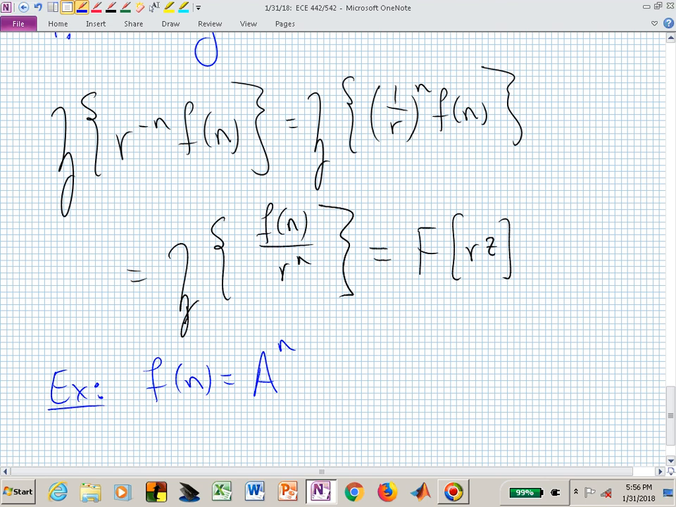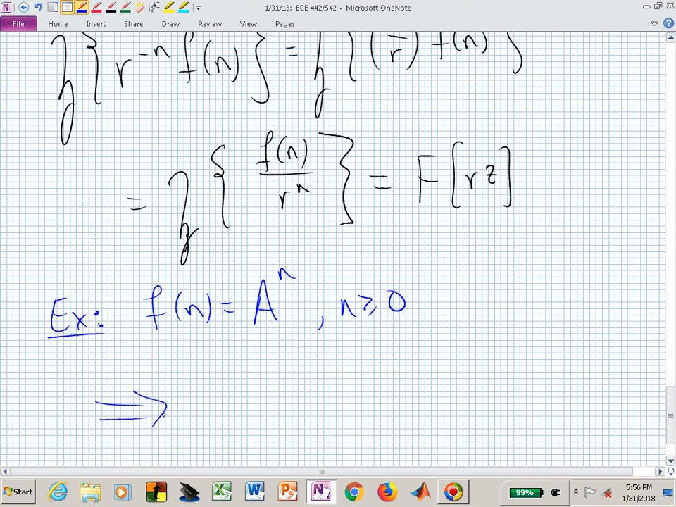Suppose you have this sequence. Little f of n is equal to a to the n, and assuming this is one-sided, what's the z transform, based on last lecture? What's capital F of z?